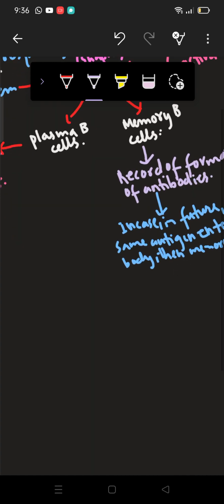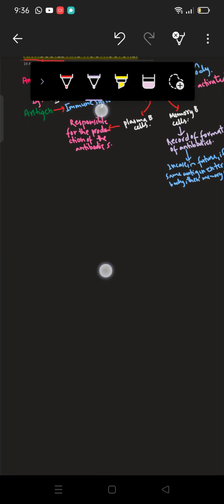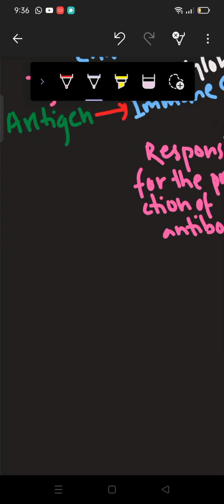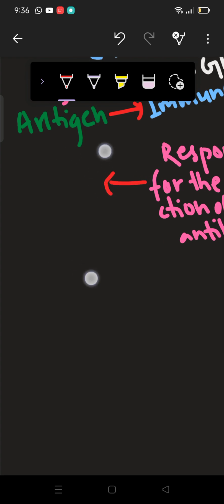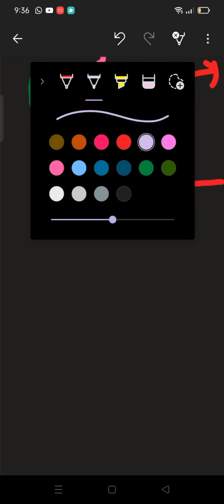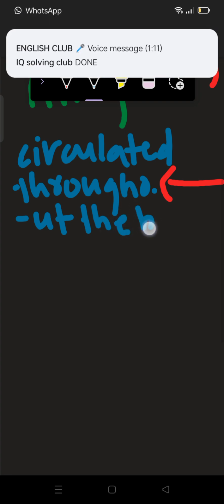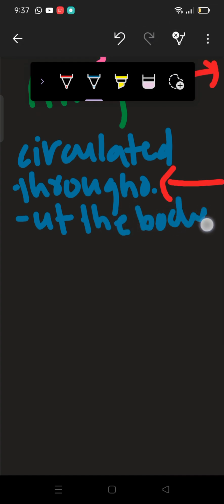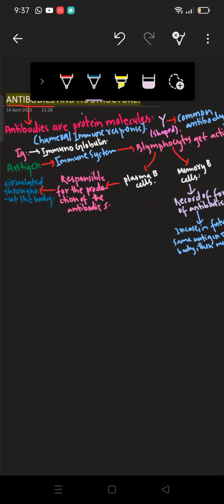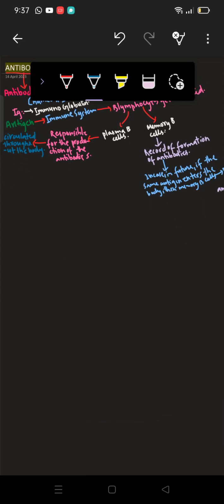After generation of these antibodies, what will be happening? These antibodies will be circulated throughout the body. Wait, let me write with this color. So ultimately these will be circulated throughout the body. So this was about the antibodies.